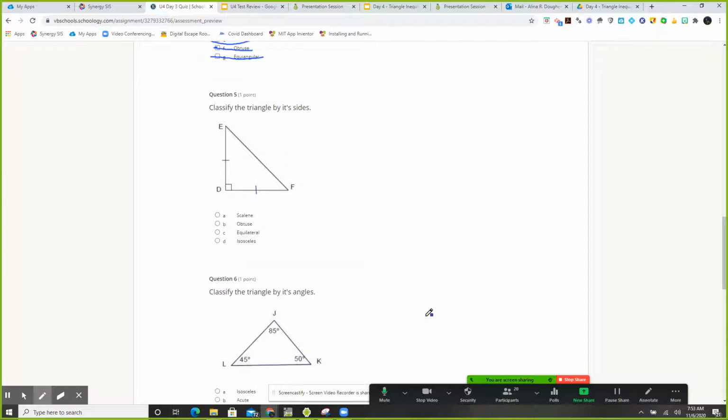Classify this triangle by its sides. Is this scalene, obtuse, equilateral, or isosceles? Isosceles, fantastic. And we know that the side DF is congruent to the side DE. Which two angles are congruent?